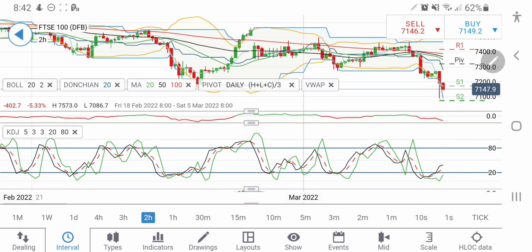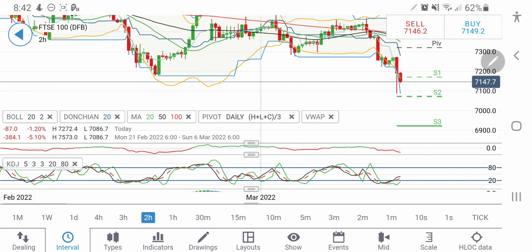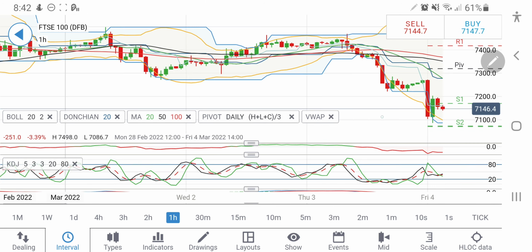On the 2-hour charts, it is looking upwards right now, but yes, it is trading with a drop, and hence on the 2-hour charts, as I said, 7200 levels, below 7200 one can remain short, and one can expect it to drop towards 7100 levels. On the hourly charts, similar is the story.